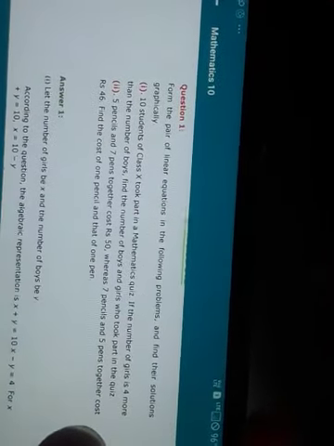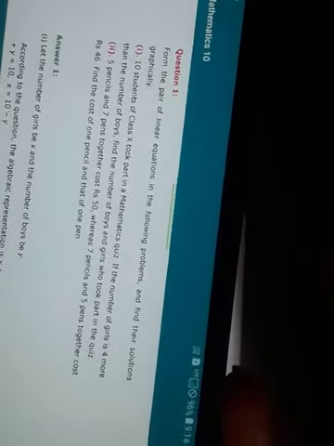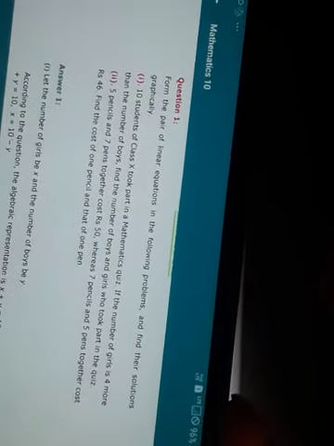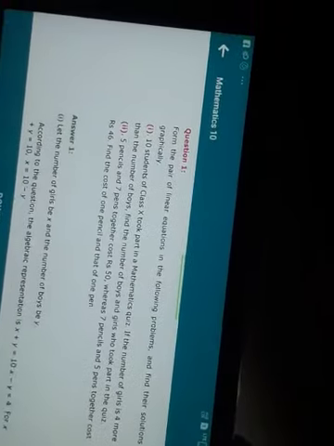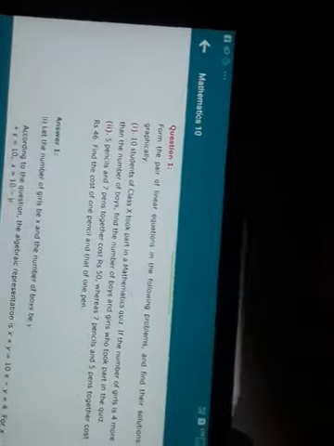Okay students, now we are going to start exercise number 3.2. What is the basic instruction of this exercise? The basic instruction is here. I hope you can see it. Form the pair of linear equations in the following problem and find their solutions graphically. It means we should find the solution of these equations with the help of a graph.